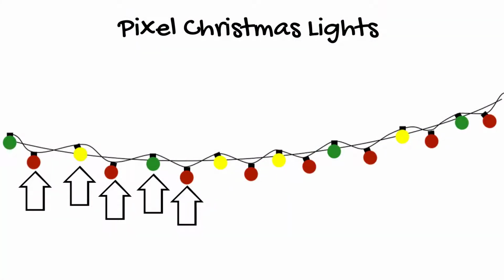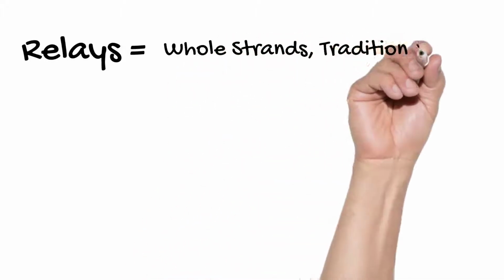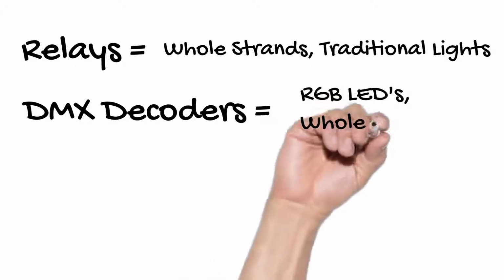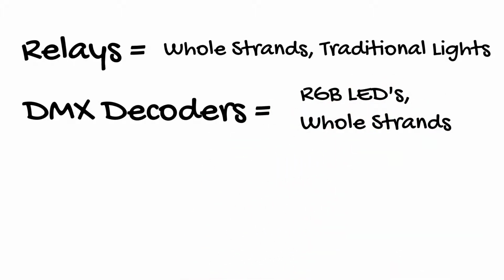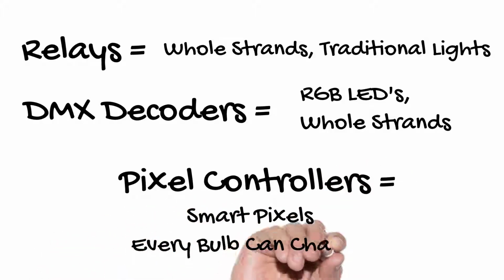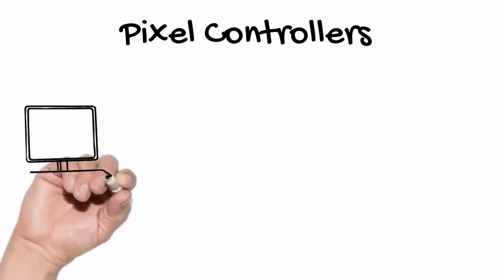Now, because there's three types of lights, there's also three types of controllers. Relays turn on whole strands of lights. These are the traditional style Christmas lights. Decoders change the colors on entire strands of lights for RGB Christmas lights. And pixel controllers, where we're going to focus our attention, translate information from the computer to a format that the smart pixel lights can understand. And this allows each individual light to change on its own.